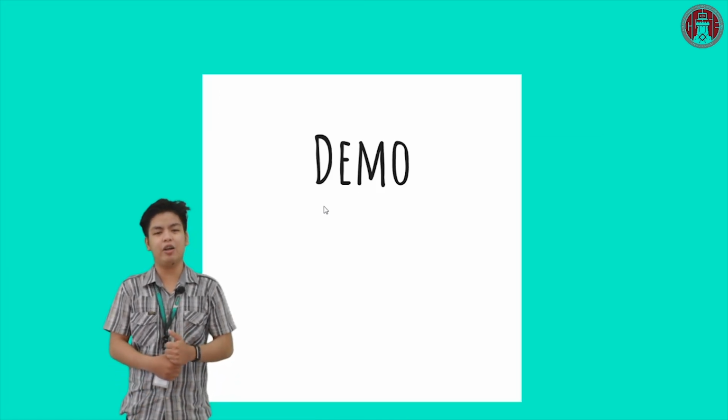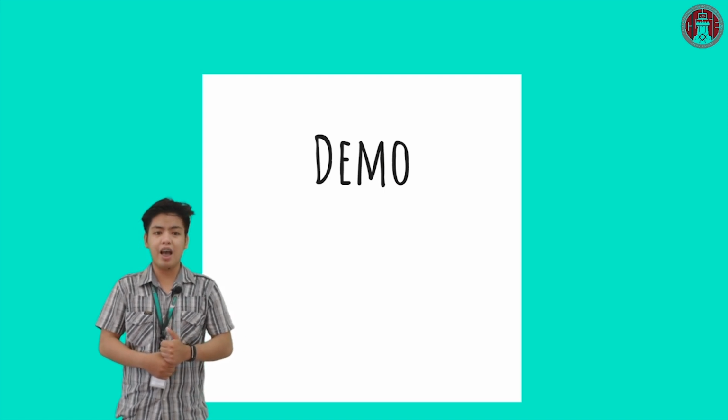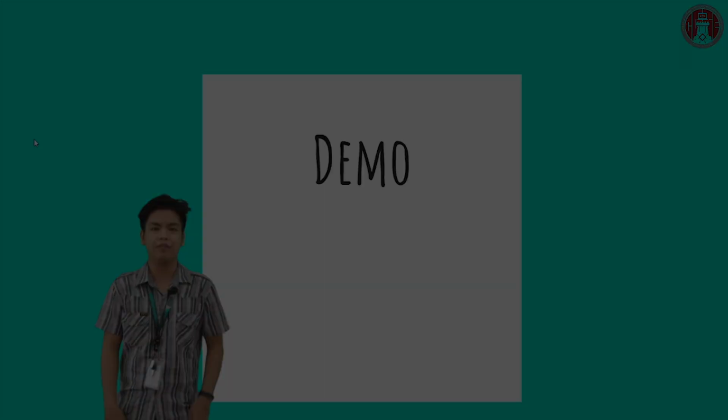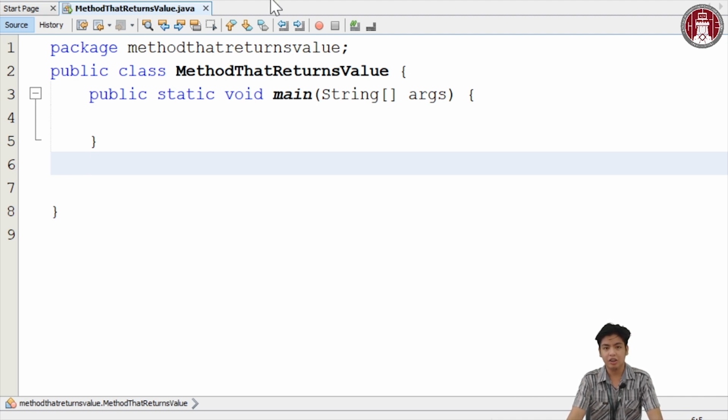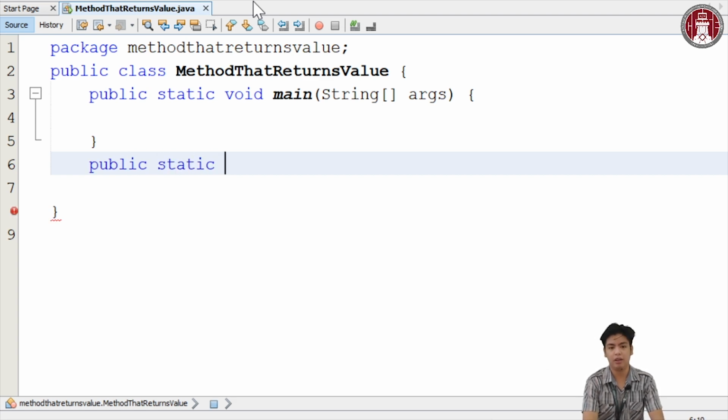For you to understand more about the method that returns a value, let's have a short demo for this topic. Okay, so here we are on our demo, on the topic method that returns a value. First, what we are going to do now is to declare a method. When we declare a method, we need an access modifier, public, then static, then the return type, either primitive types, class type, or void. For this demo, I'll be using the data type double, then a method name computeAverage.